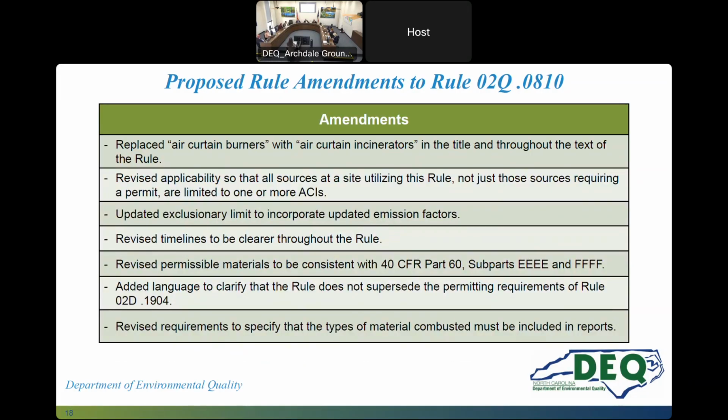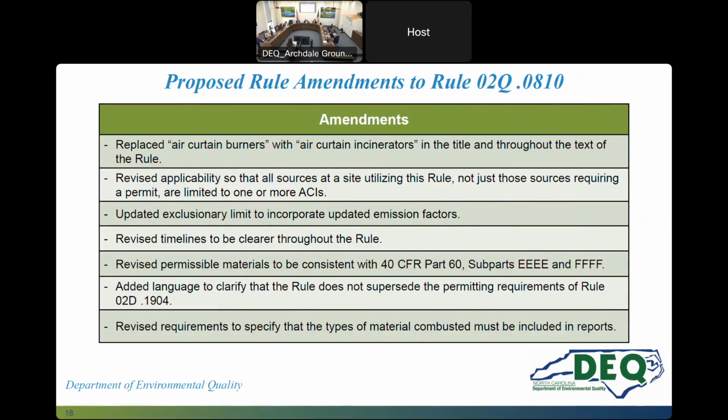So here is a breakdown of the different amendments we are proposing to make to 810. We're replacing all instances of the word air curtain burner with air curtain incinerators in the title and text. We're revising applicability so that all sources at a site utilizing this rule, not just those sources requiring a permit, are limited to one or more ACIs.